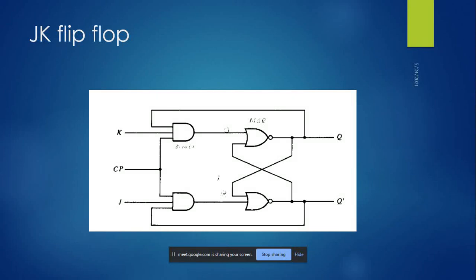In this session we'll be discussing JK flip-flops and some associated flip-flops, and the master and slave configuration of flip-flops, followed by how to start state modeling of a sequential circuit. This is what we are going to discuss.